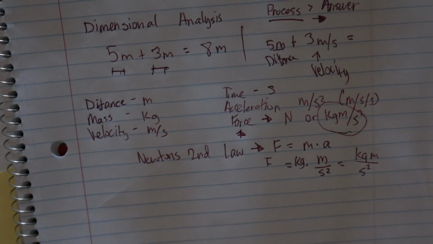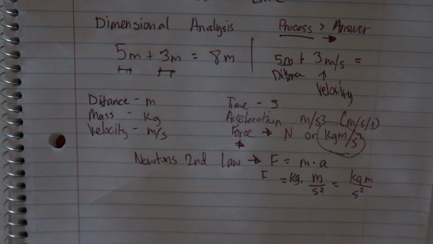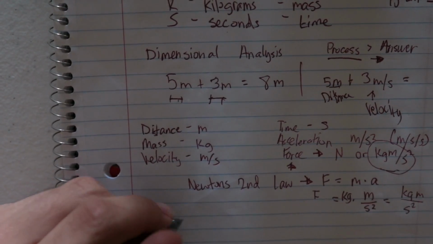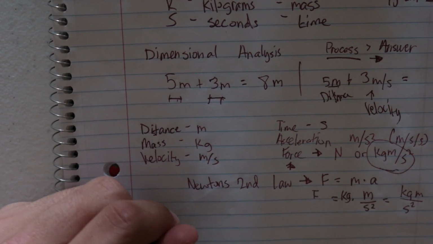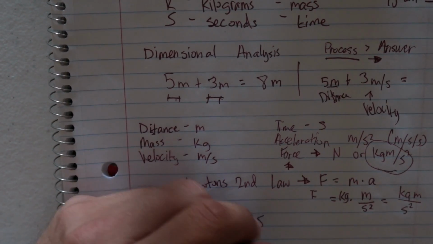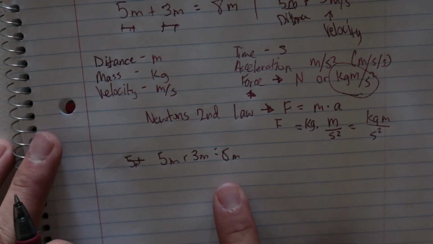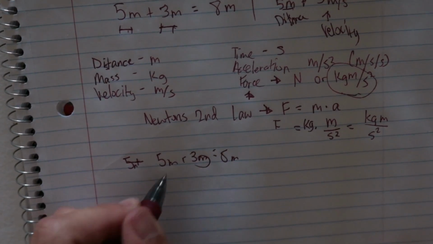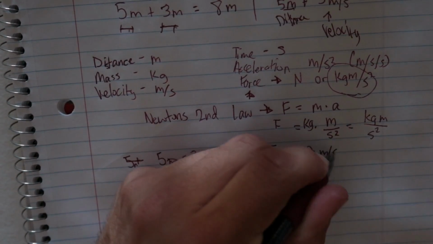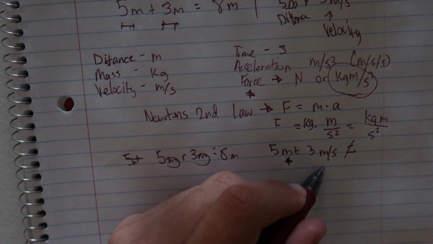So then in dimensional analysis, it's how do we solve problems using this system. Some things like I was looking at earlier, can we add units together? Yes, we can. So if we take 5 meters plus 3 meters, that's going to equal 8 meters. So we can do this sort of problem. This is okay to do because we have the same units. But if we take 5 meters plus 3 meters per second, we can't do this because this is a distance and this is a velocity.